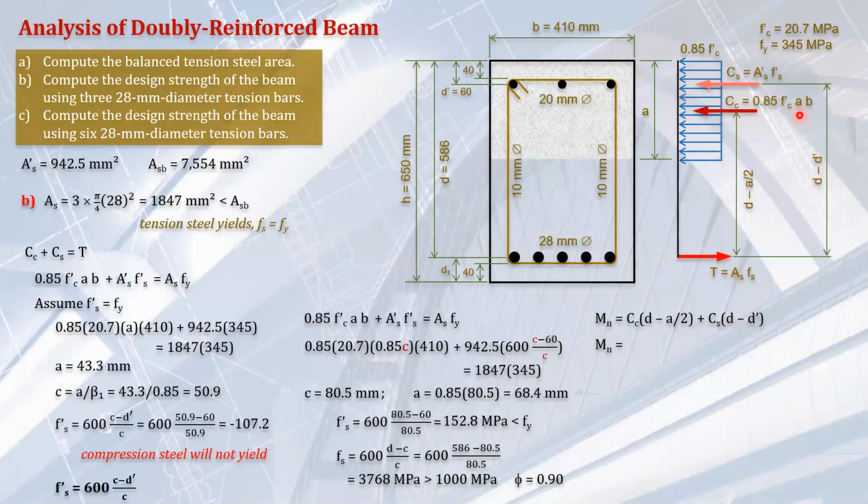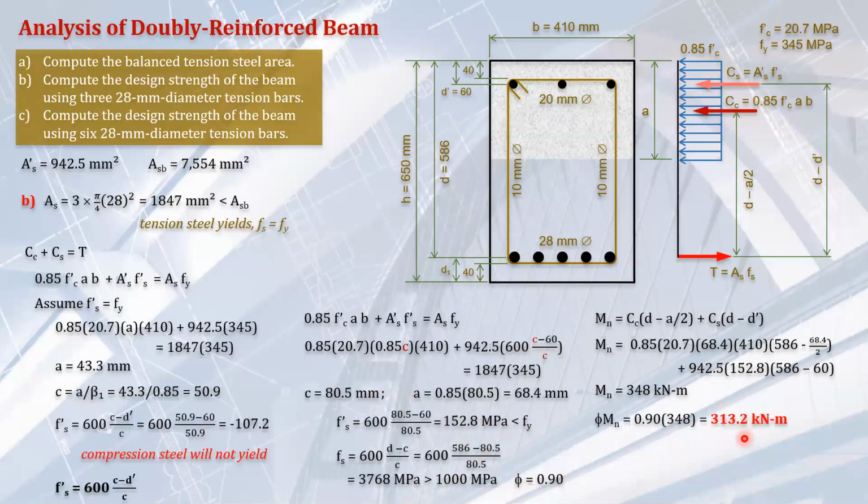C sub C is 0.85 fc prime ab. Na yung A, ha? Alright? And then, ang ating moment arm, Cs naman natin is As prime, Fs prime. Fs prime is 152.8. Ito, As prime, Fs prime, d minus d prime. Okay? Then, masolve natin yung Mn. Nominal pa yan. Ang hinahanap dito, design strength, phi Mn. So, your phi Mn, 0.9 yung phi natin, is 313.2 kilonewton meter. So, tandaan nyo, 313 kilonewton meter.